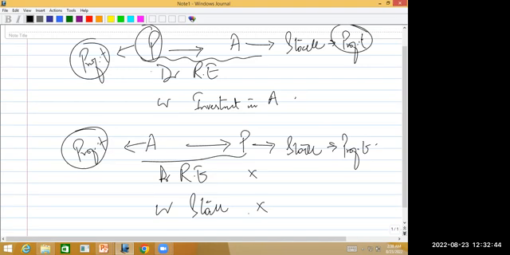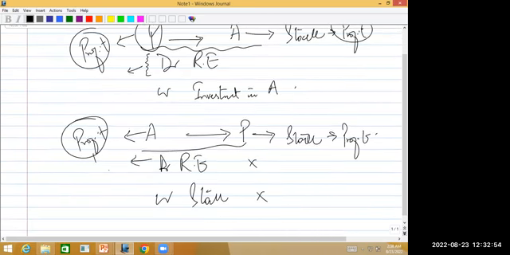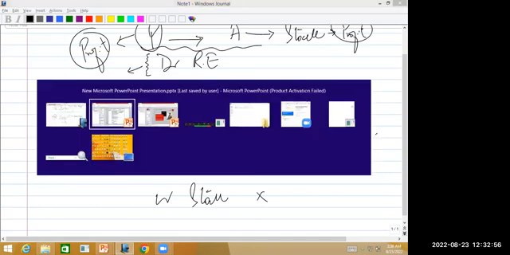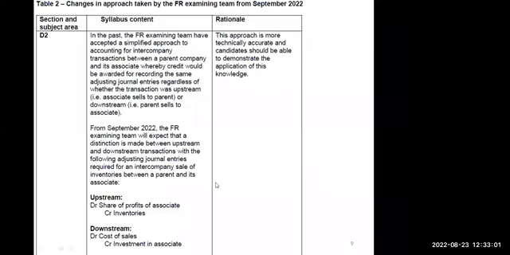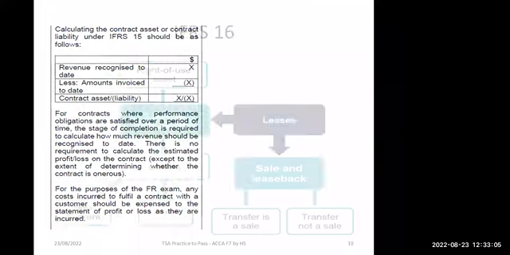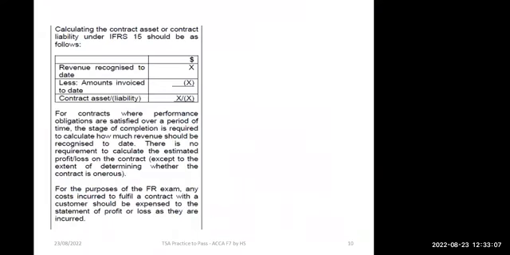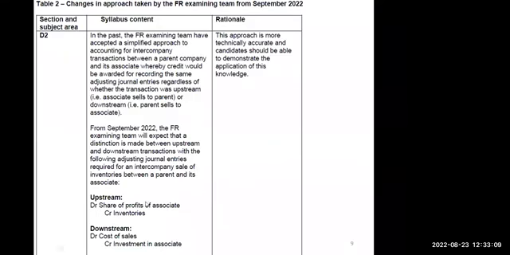Now, when we talk about the income statement, which elements of the income statement will be affected by this accounting entry? The examiner has clarified in this upcoming change that whenever the associate company sold goods, can you see the adjustments?